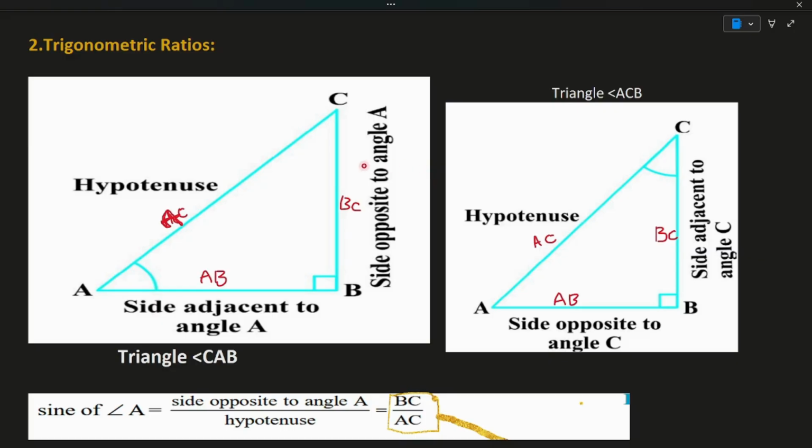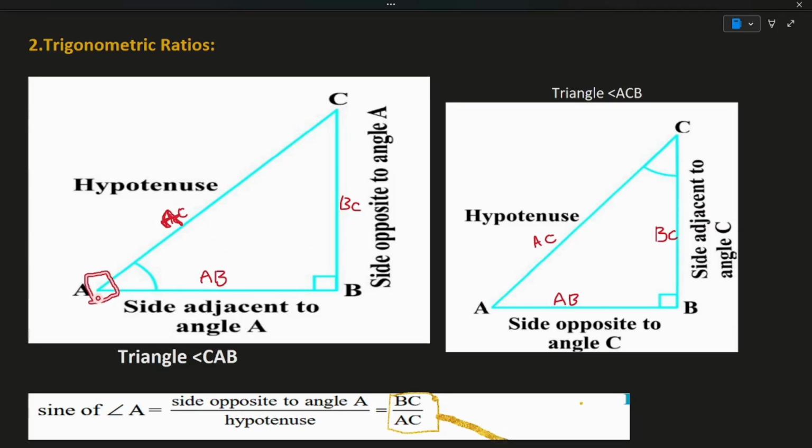Let us discuss two cases of right angle triangles here. For example, this is one right angle triangle. Let us imagine BC is any vertical structure. AB will be the distance between the observer and the vertical structure. This is the distance between the top of the vertical structure and the observer. So it has the shape of a right angle triangle with three sides and three angles.